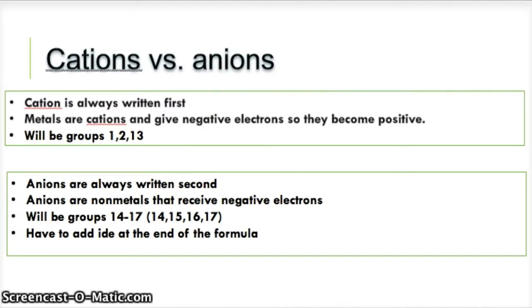Cations versus anions. Cation is always written first. Metals are cations and give away negative electrons so they become positive. Will be groups 1, 2, and 13.